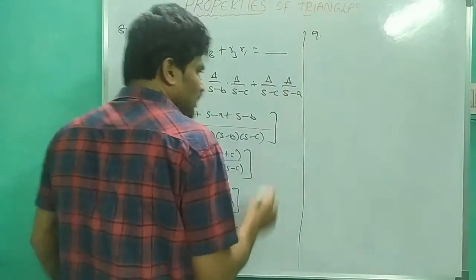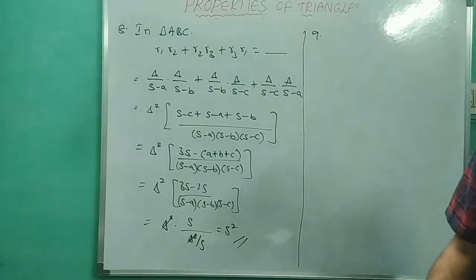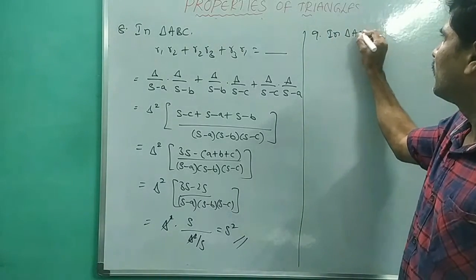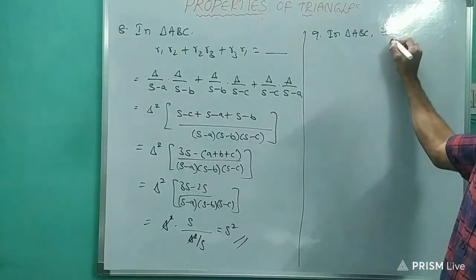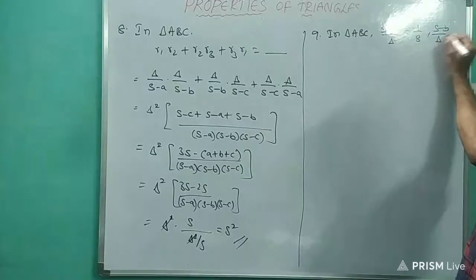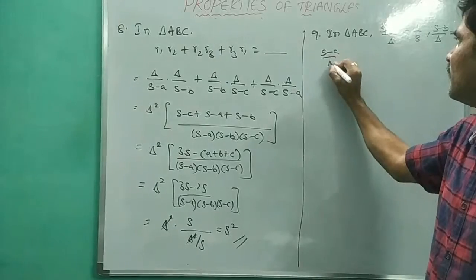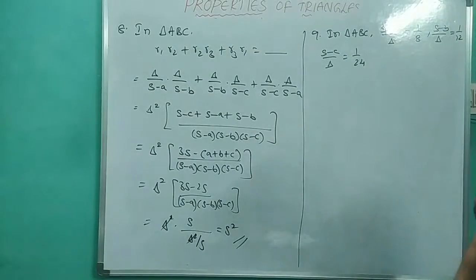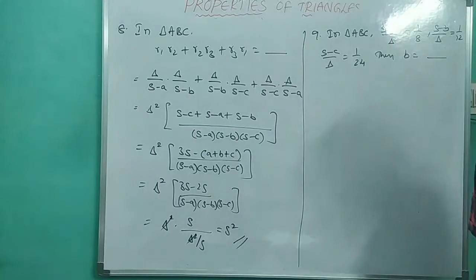Similarly, in 9th one, in triangle ABC, given three conditions, S minus A by delta equal to 1 by 8, S minus B by delta equal to 1 by 12, S minus C by delta equal to 1 by 24. So here find the value of B. Then the value of B is.